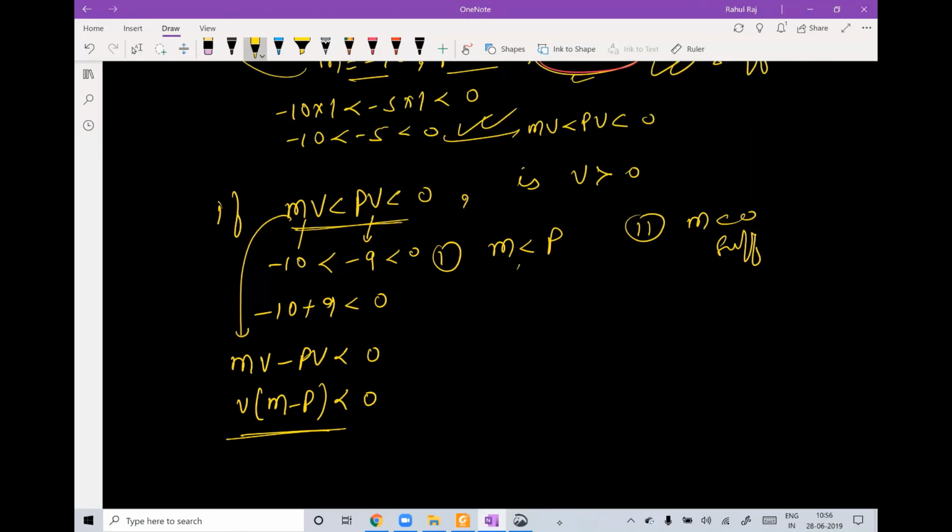Option number 1 says what? M minus P is less than 0, right? Yes. Now if M minus P is less than 0, V has to be greater than 0. Sufficient. So this is the beauty of using the information.